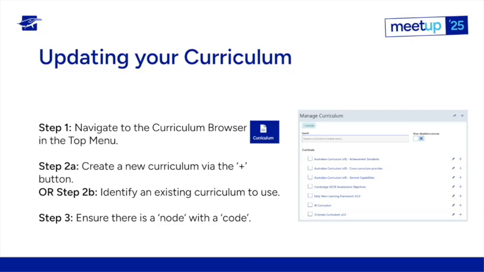Step 3? Yeah, so that's putting the node with a code on it. So if you click the plus button, ignore step 2B. I'm going to make you all do 2A. Who doesn't love a last-minute change of plan?